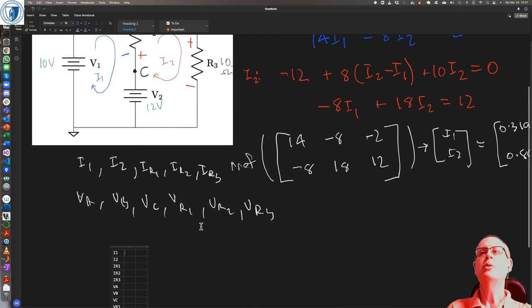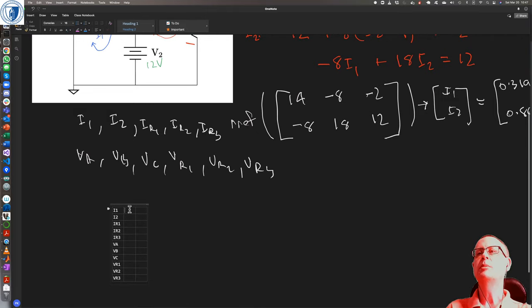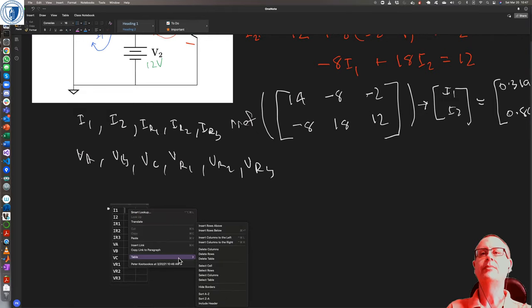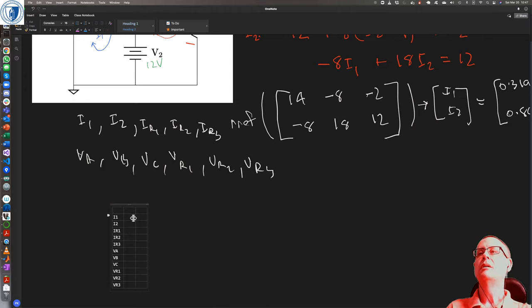Right, and I should put a row above. So this is the quantity, and this is what we get from mesh analysis, and this is what we get from nodal analysis.